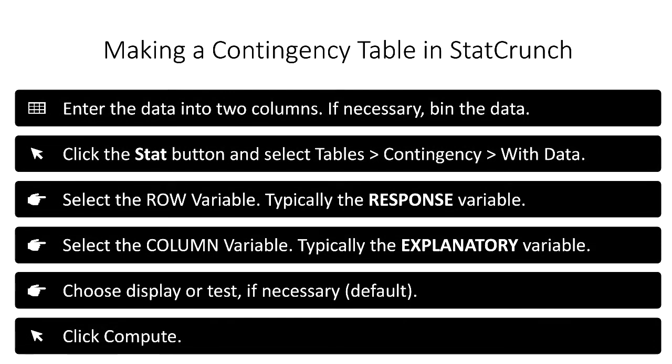Here are the steps needed to make a contingency table in StatCrunch. The first thing that you need to do is enter the data into two separate columns. If necessary, you need to bin the data. I'm going to show you how to do the rest of these steps using an example data set on the next screen.